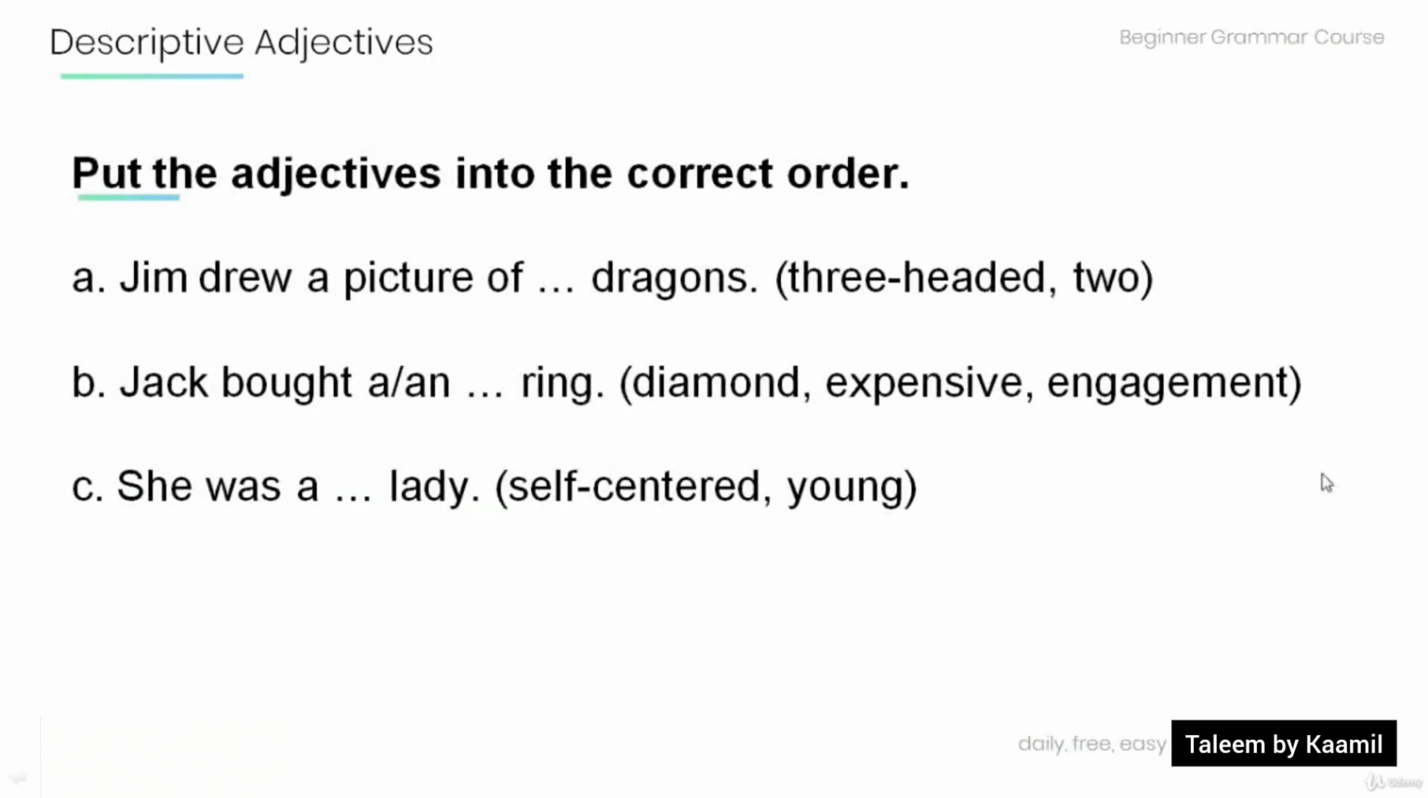Now read the following sentences and put the adjectives into the correct order. A. Jim drew a picture of dragons, 3-headed, 2. B. Jack bought a or an ring, diamond, expensive, engagement.